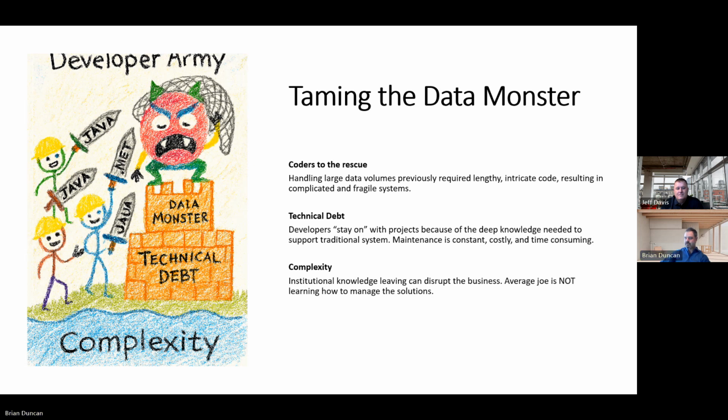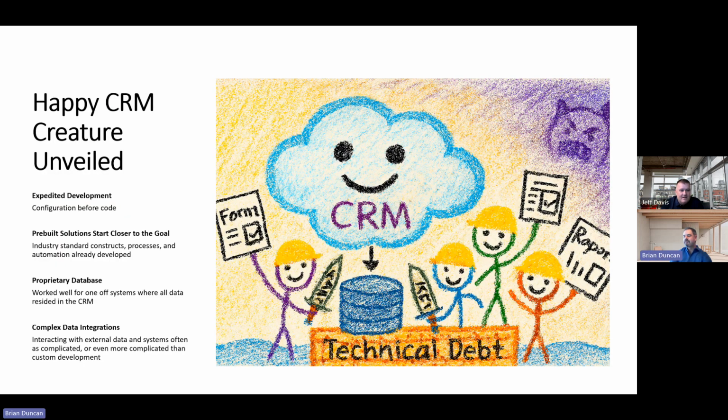So enter the traditional CRM. I'm going to tell you a story about this golden land of happy CRMs. Many, many years ago, the concept of CRM was introduced to the world. The idea was we're going to focus on that complexity and that technical debt. And the happy CRM cloud was created. And as you can see, our developers have put down some of their swords. Yeah, we still got a little Java. We still got a little .NET. But that CRM sits happily on top of its proprietary database. And we reduced that technical debt foundation, and that river of complexity has really kind of gone away.